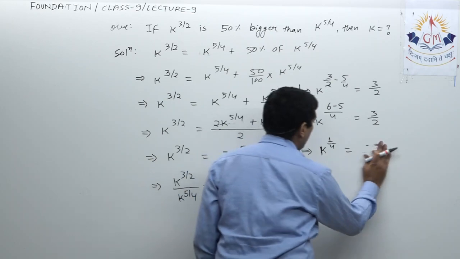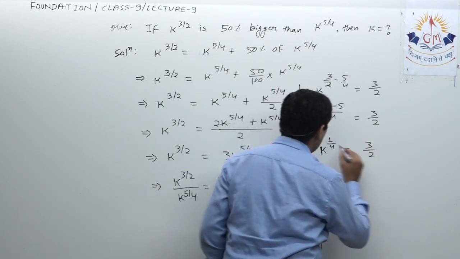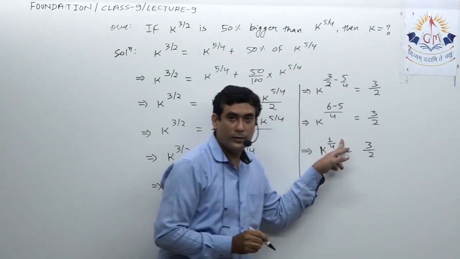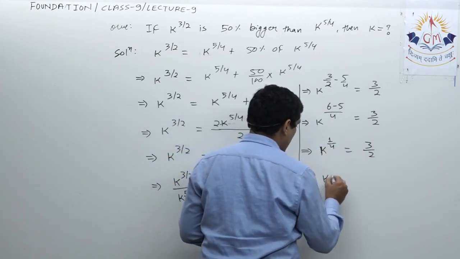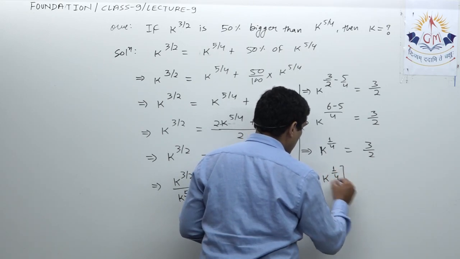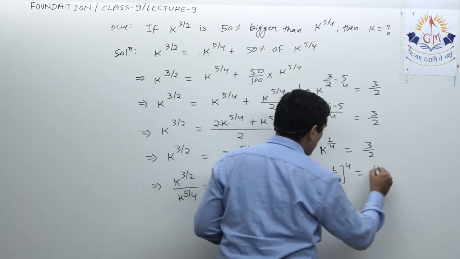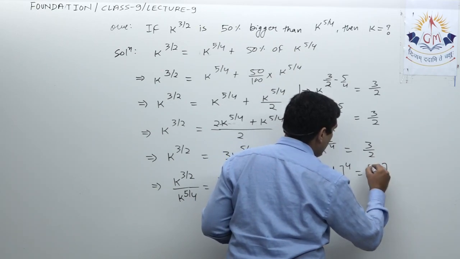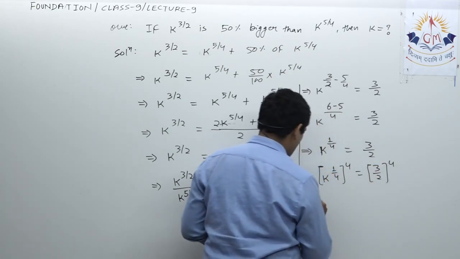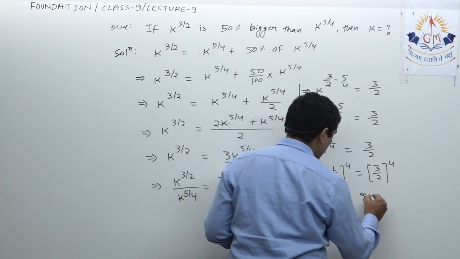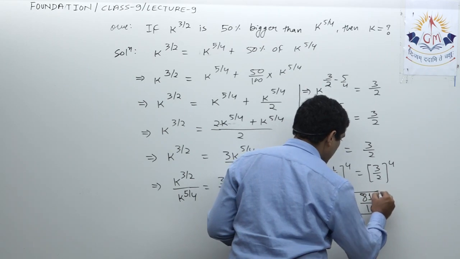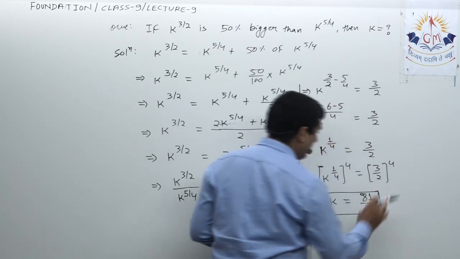Now you need the value of k. So for that, what you have to do, you have to remove this 4 power, and for that you have to take the power 4 on both sides. So this will become k raised to 1 by 4 raised to 4 is equal to 3 by 2 raised to 4. So here you will get k is equal to 81 upon 16. So this is my final answer. Please note it down, then we'll see the next question.